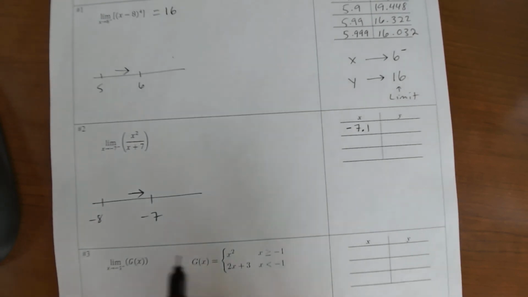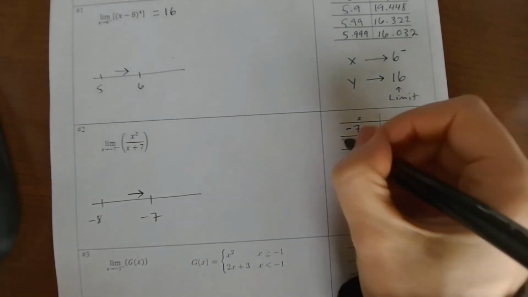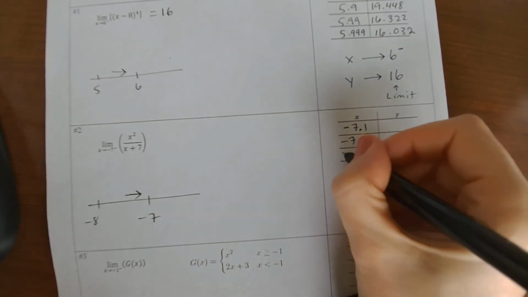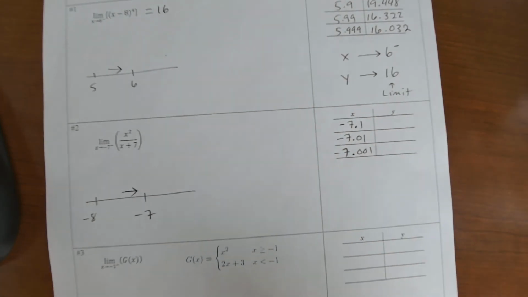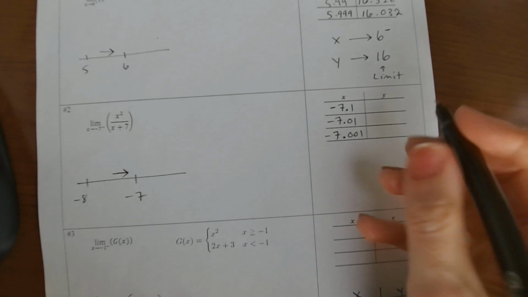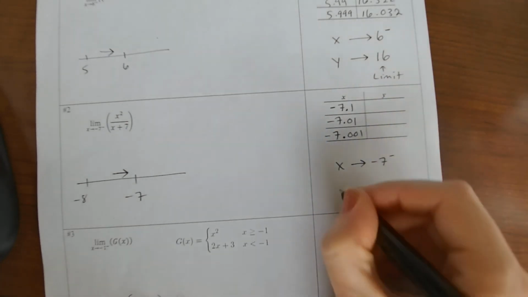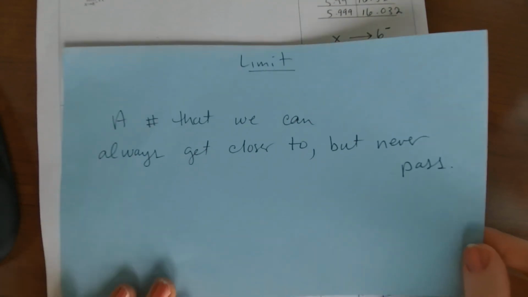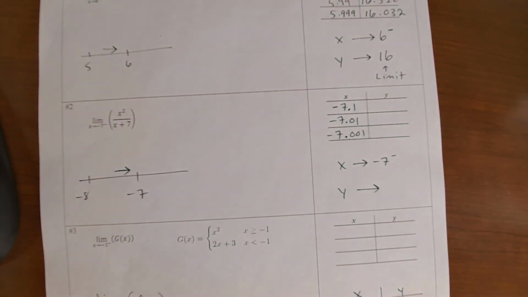And now I want to get closer. I still want to be to the left of negative 7, but closer, so I'll do negative 7.01. And then even closer, but to the left, negative 7.001. And I'm asking myself, as x approaches negative 7 from the left, what are the y values approaching? Is there a number that we are getting closer and closer to, but never passing?